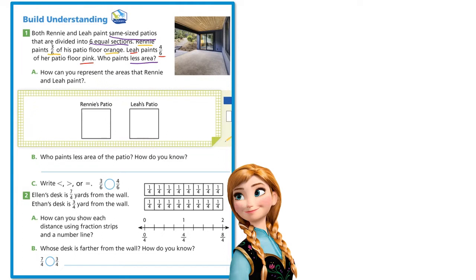A, how can you represent the areas that Rennie and Leah paint? Well, if we take a look at our models, we see that we have 2 models and they're the same sized squares. And that's really important, boys and girls, when we're comparing fractions. So we have Rennie's patio and Leah's patio, and we have to break them apart. How many parts are we going to break each patio into? That's right, 6. The problem tells us 6 equal sections. So I'm going to go ahead and as evenly as I can, I'm going to divide the patios into 6 equal sections.